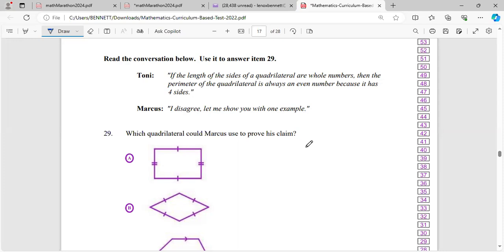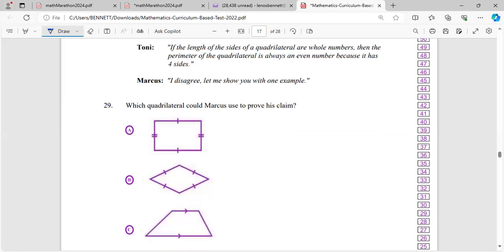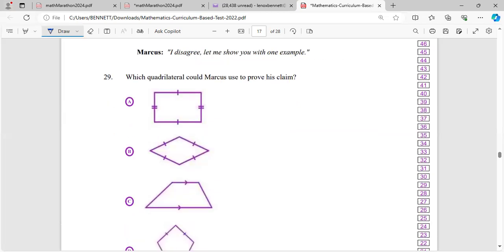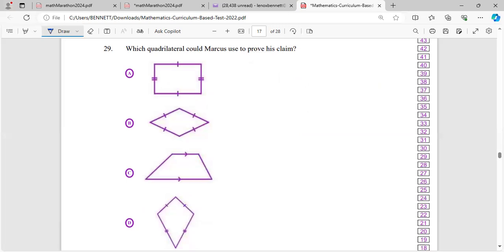Read the conversation below. Use it to answer item 29. Tony says, if the length of the sides of a quadrilateral are whole numbers, then the perimeter of the quadrilateral is always an even number because it has 4 sides. Marcus says, I disagree. Let me show you with one example. Now, which quadrilateral could Marcus use to prove his claim?